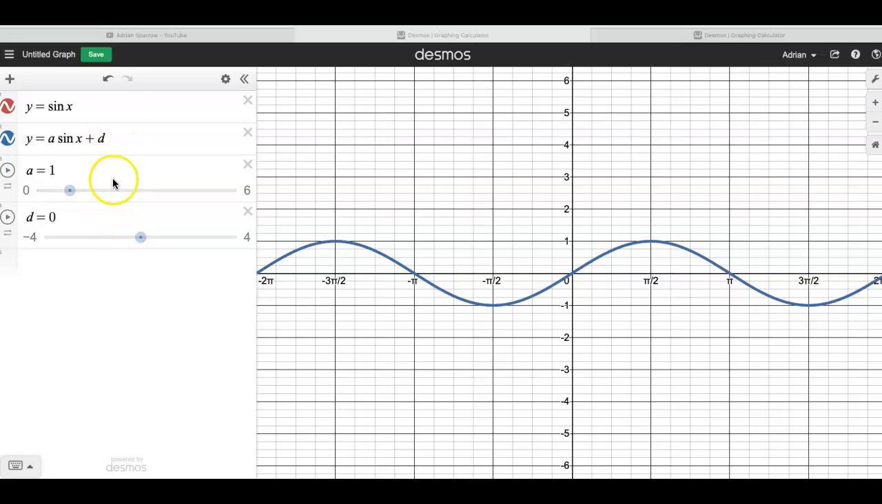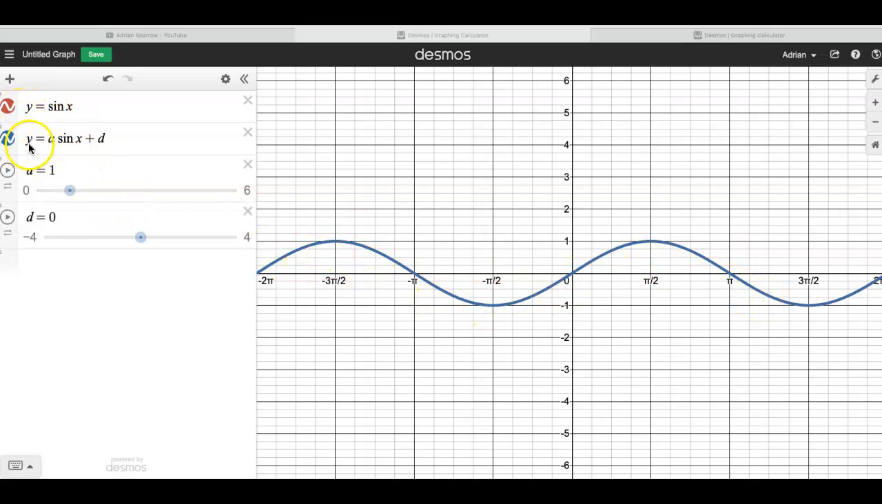In this video we're going to look at two things: the amplitude, or the vertical stretch of the graph on the principal axis, and also the vertical shift. So we've got vertical stretch and vertical shift. The first thing is we have a sine graph here.